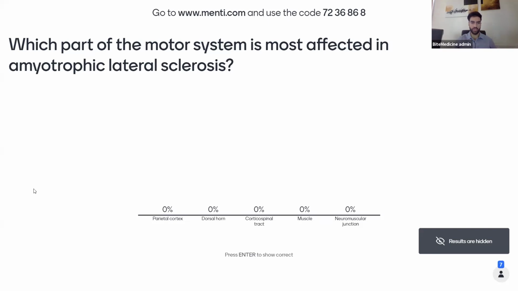So which part of the motor system is most likely to be affected in amyotrophic lateral sclerosis? Out of these: parietal cortex, dorsal horn, corticospinal tract, the muscle itself, or the neuromuscular junction?